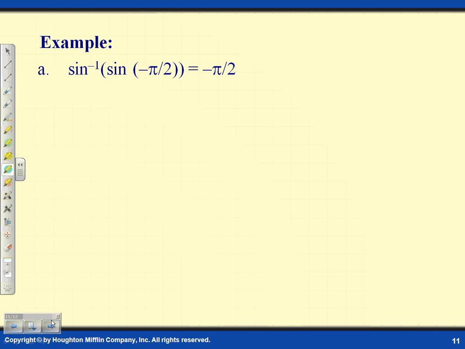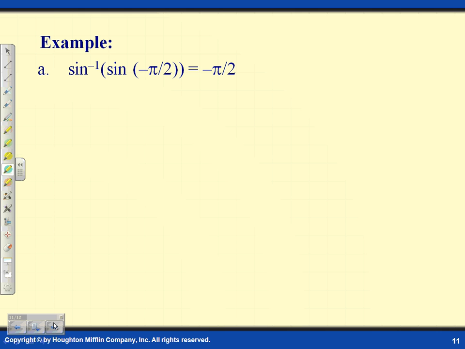Okay. Slide 11. All it's saying is those cancel out if and only if this angle right here, which is negative pi over 2, is in my range. Well, what does sine go from? Negative pi over 2 to pi over 2. So is that in my range? Absolutely works. We're good to go.